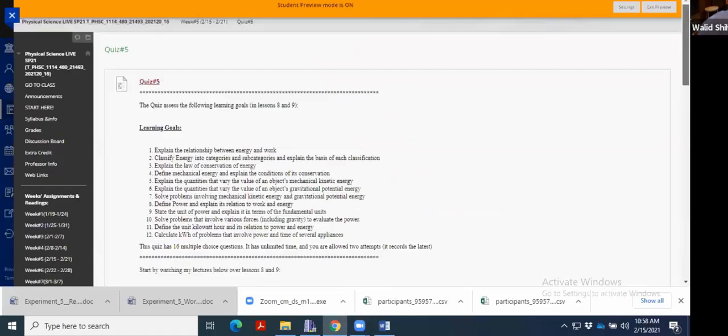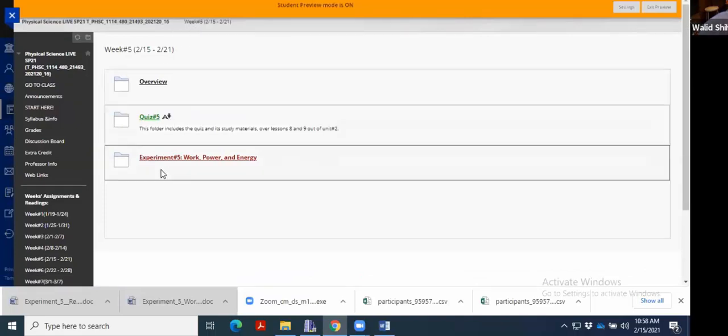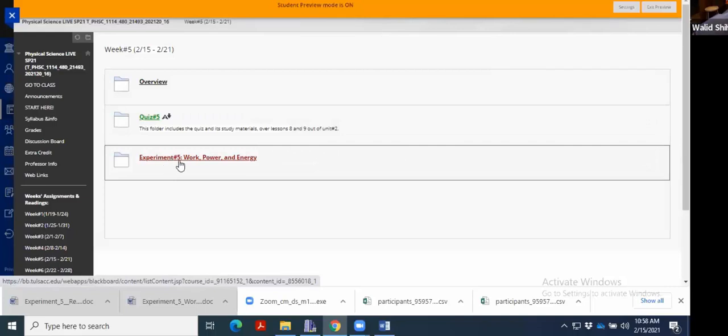Okay, so if we go back to week number 5, we'll get out of the quiz folder and go to the week folder. Then in the week folder, we'll click on the lab folder, which is experiment number 5. It's titled experiment number 5, work, power, and energy. We'll click on it.